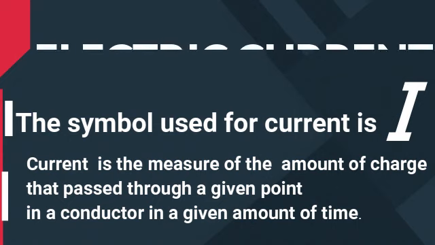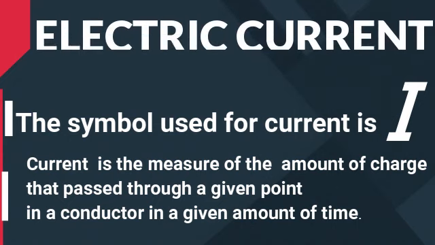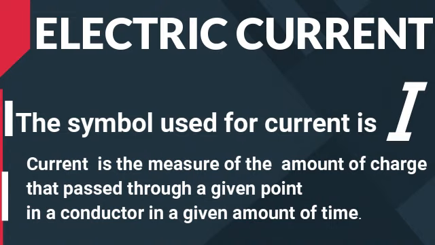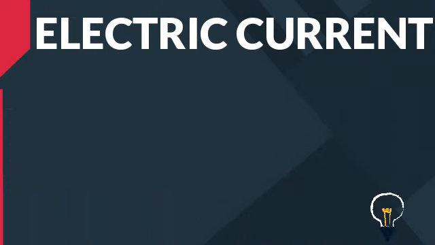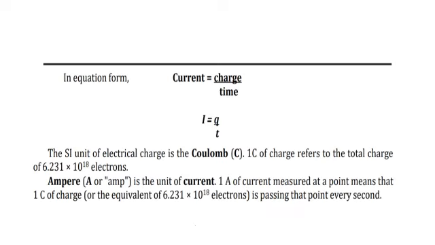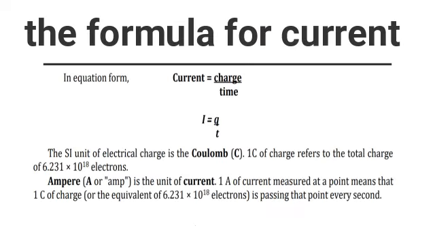Current is the measure of the amount of charge that passes through a given point in the conductor in a given amount of time. The formula for current is equals to charge over time, or I is equals to Q over T.